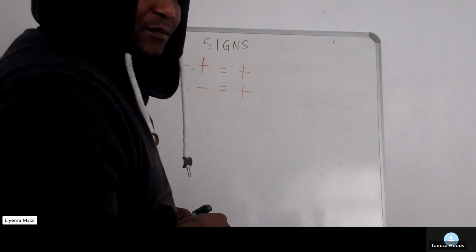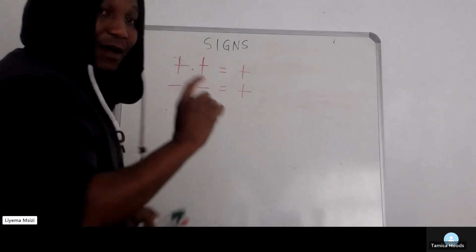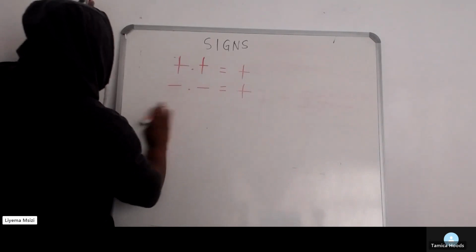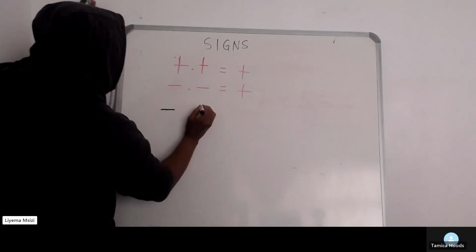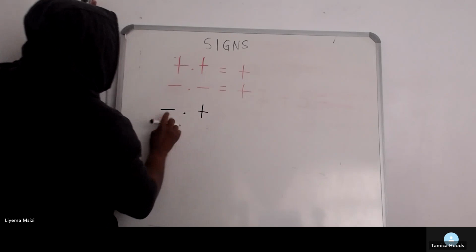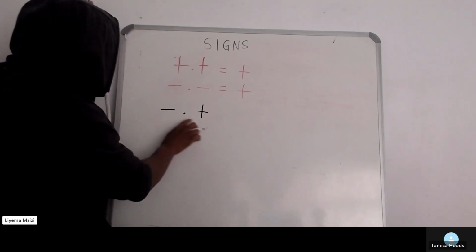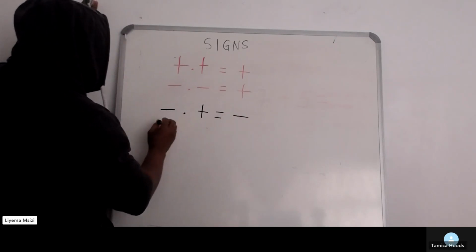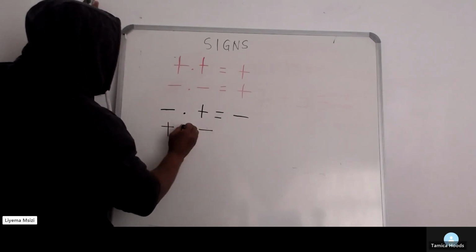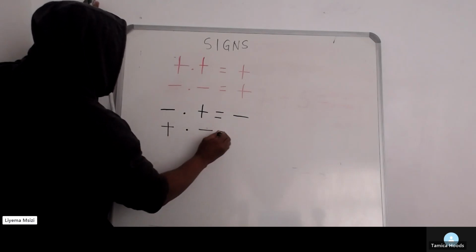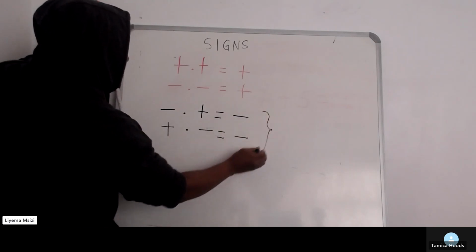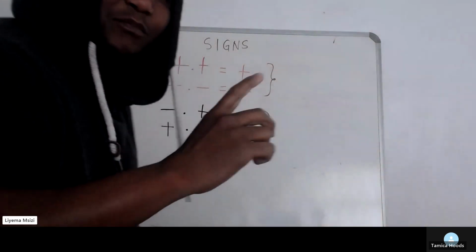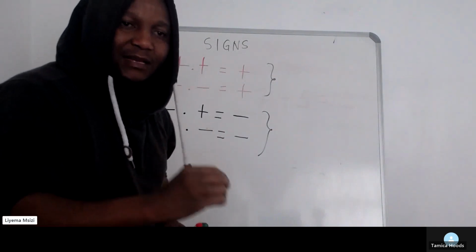Do you understand that? So remember, once they are different, it's going to give you negative. For example, somebody gives you negative and plus. These are different signs, so it's going to be a negative. It does not matter which one is on top. This is like plus and minus, different signs, so it gives us minus. So all you need to remember: same sign, plus; different sign, minus.